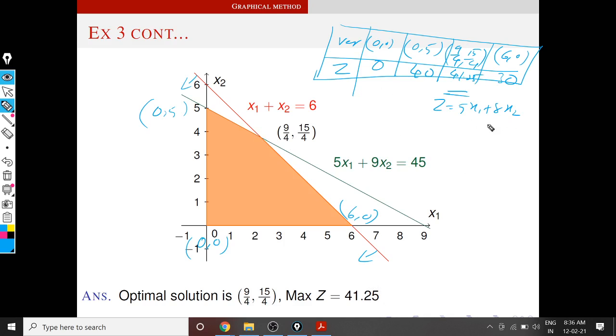And what is the minimum of this function? That is also from this table. We know that theoretically the maximum and minimum both occur only at boundary points, vertices. So from this table, it is clear that the minimum value of z is 0, at the origin.